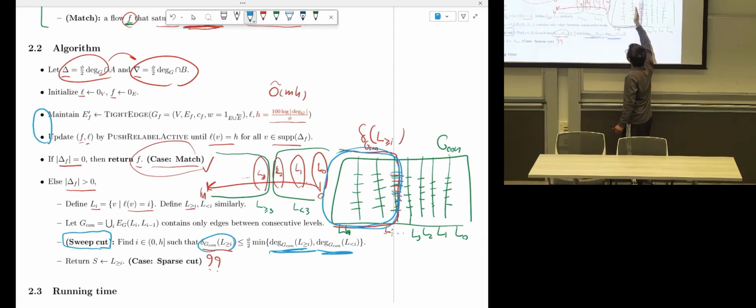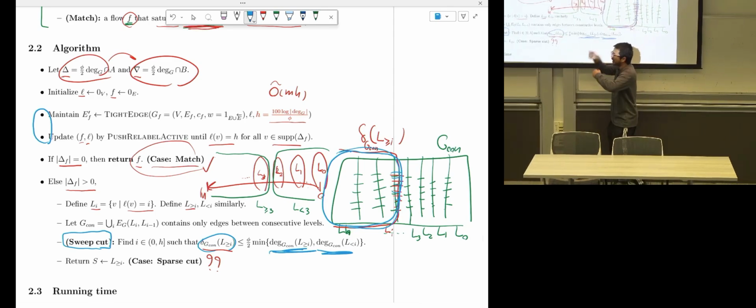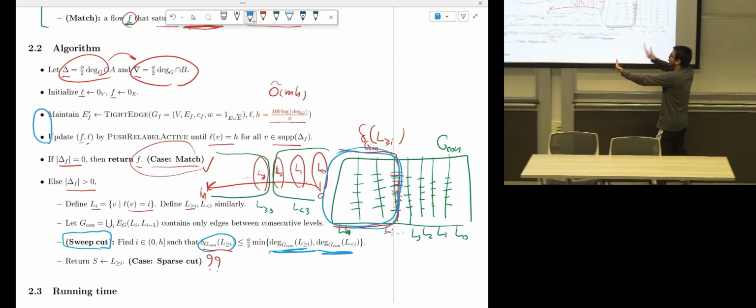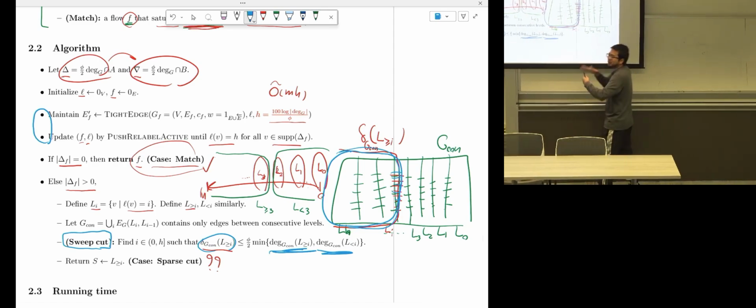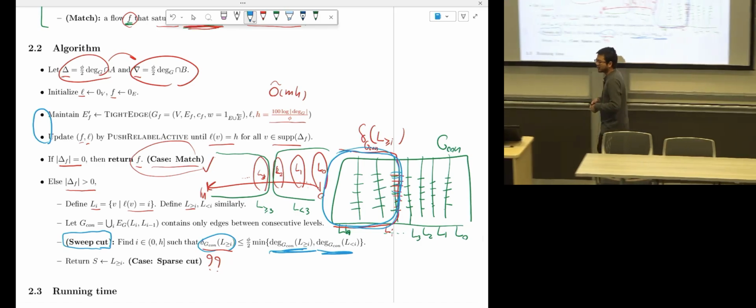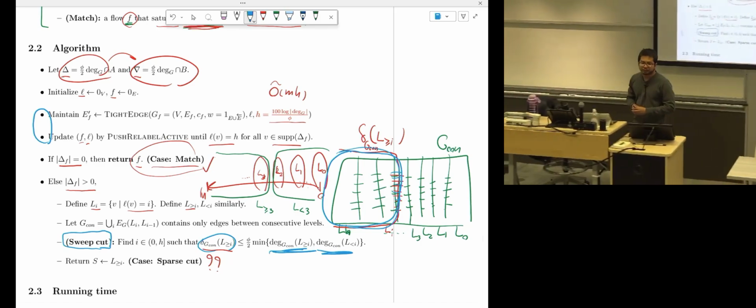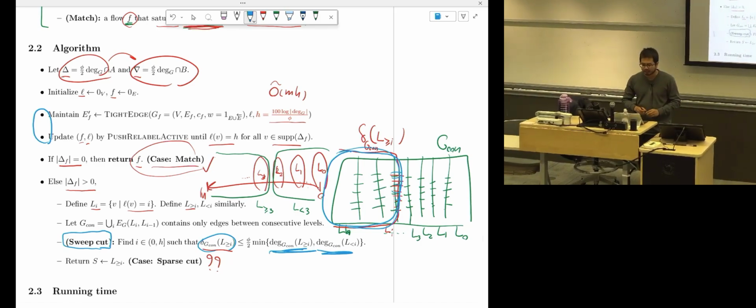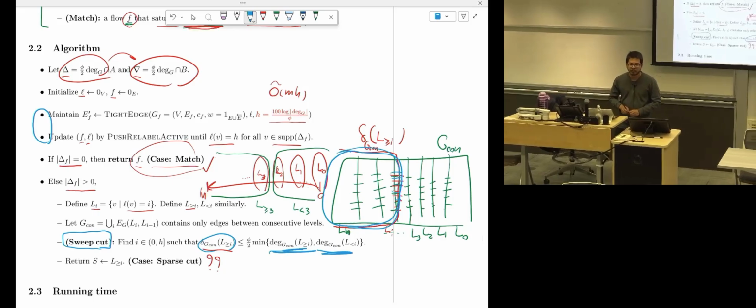Go to the next one. Every time you move vertices from one node to inside the cut, you spend time degree of that node. But basically each node you spend degree time in total, because you just sweep in one go. So you spend time just the sum of degrees of nodes. So that's just linear time. Sweep cut is linear time.